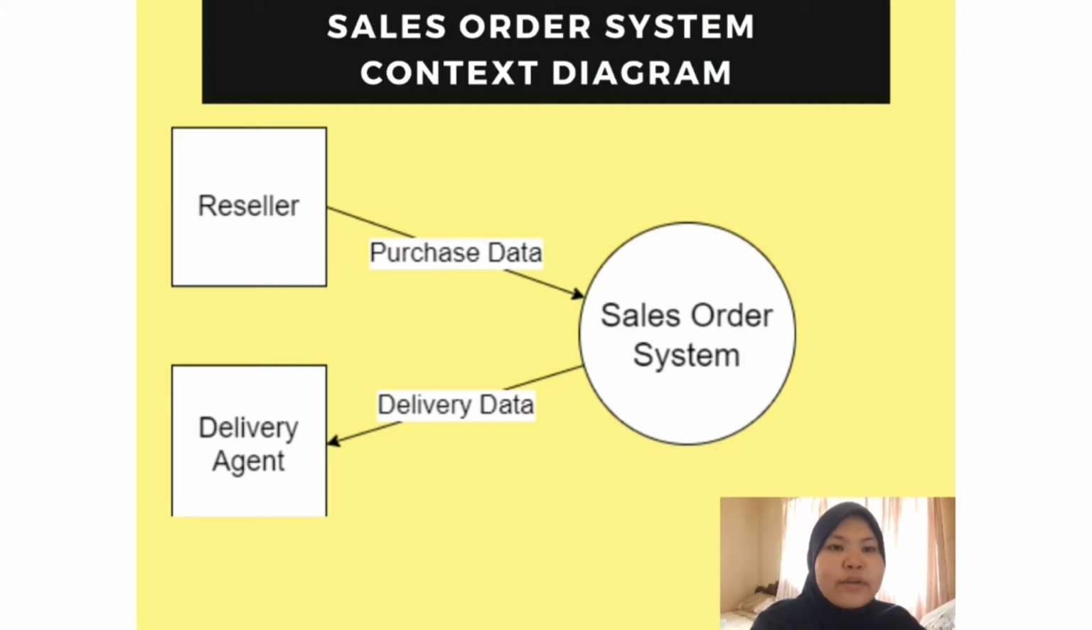For the sales order system, there are two external entities, which are the reseller and also the delivery agent. The reseller is going to send purchase data to the sales order system to process, and the sales order system will generate delivery data to the delivery agent.